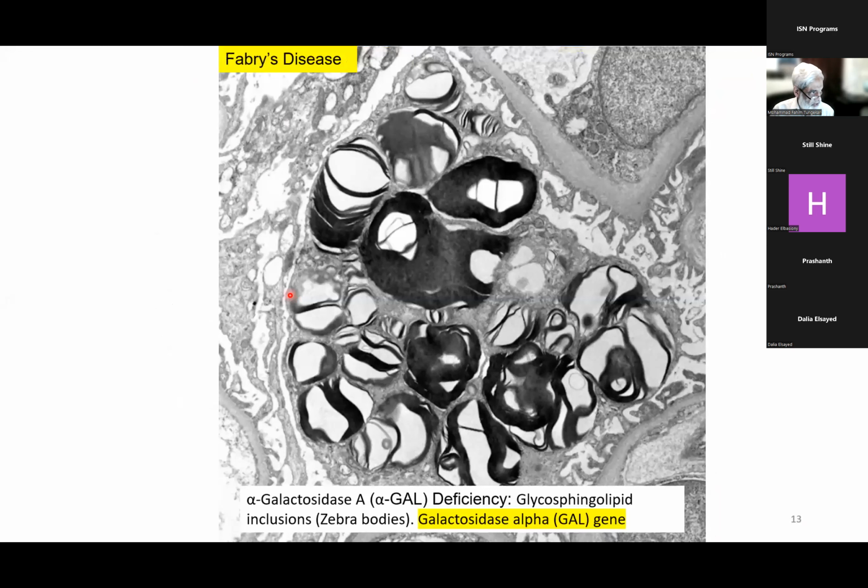Another case is this Anderson-Fabry disease. Again, it is because of a deficiency of alpha-galactosidase A enzyme, and because of that deficiency, you have accumulation of glycosphingolipid within the lysosome, so-called zebra bodies or myelin figures, and the gene responsible is this. Again, as I said earlier, in the heterozygous female, they may not have any cardiovascular abnormalities, so Fabry's disease remains undiagnosed unless you do EM and find it out.